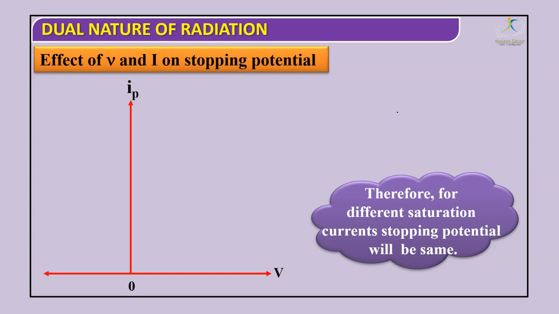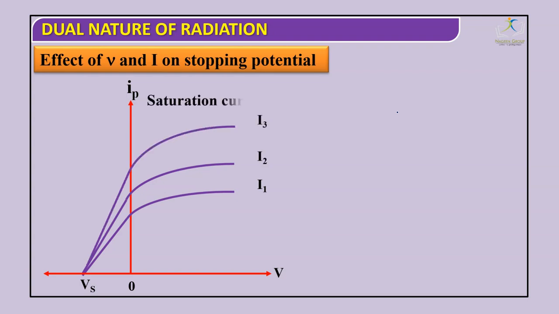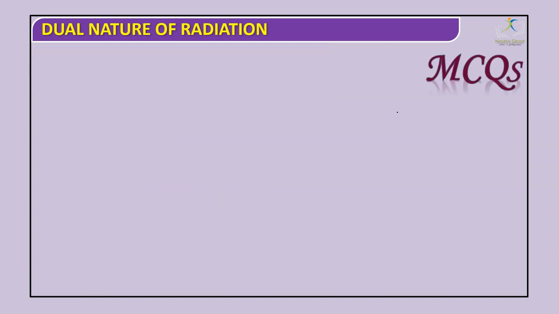Therefore, for different saturation currents, the stopping potential will be the same. As you can see, students, in this scenario the stopping potential is the same, but the saturation current, which earlier was the same, is now changing. So these are I1, I2, I3 and I4, the saturation currents, and this is the stopping potential.